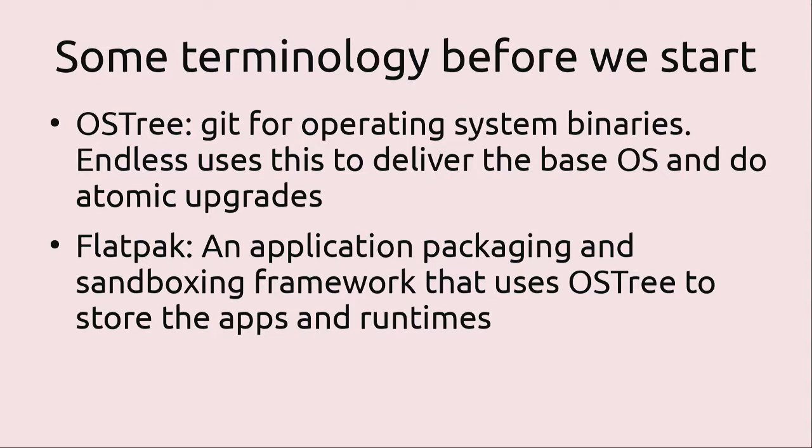So, some terminology that you need to know. OSTree, probably everyone's already familiar with OSTree and Flatpak, but just in case you're not, it's basically Git for operating system binaries, and Endless uses it to make the OS immutable and do atomic upgrades. And then Flatpak is another consumer of OSTree, and it uses it to store its applications, which are sandboxed and packaged in a way that works across any Linux distribution.